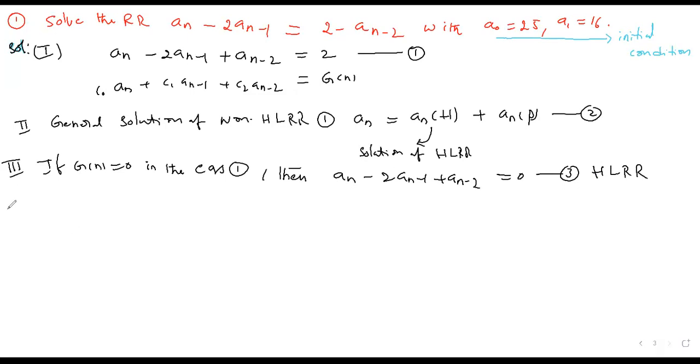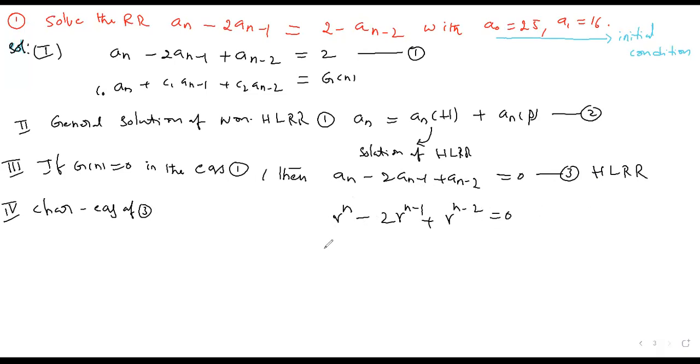Now come to step 4. What is step 4? Step 4 is the characteristic equation of 3. How to find the characteristic equation? I told you, in place of a n you can substitute r power n, a n minus 1 is replaced by r power n minus 1, and a n minus 2 is replaced by r power n minus 2 equals 0.